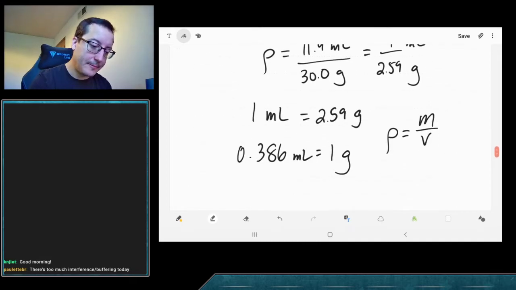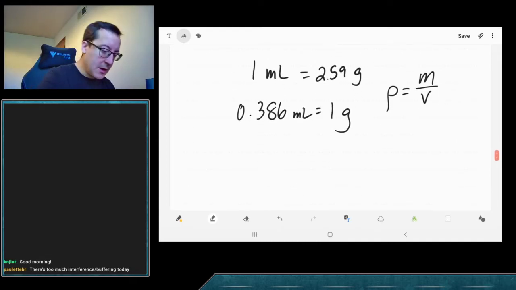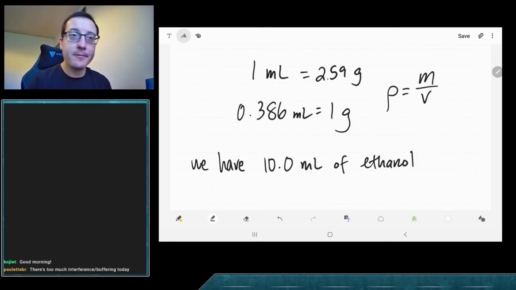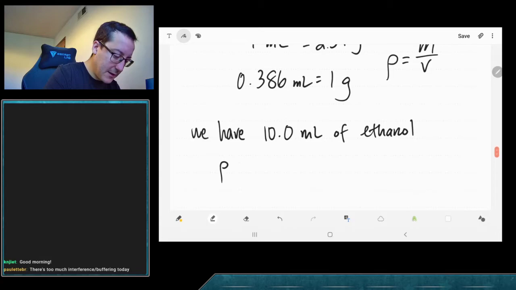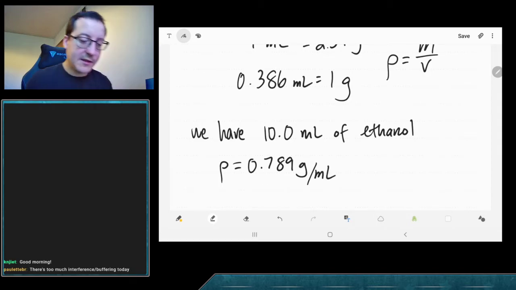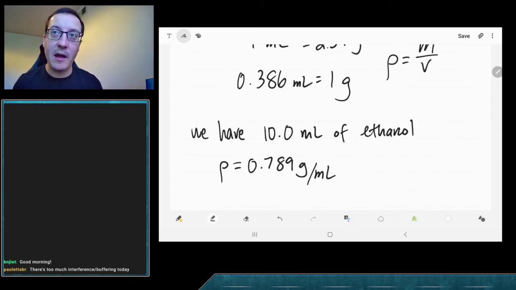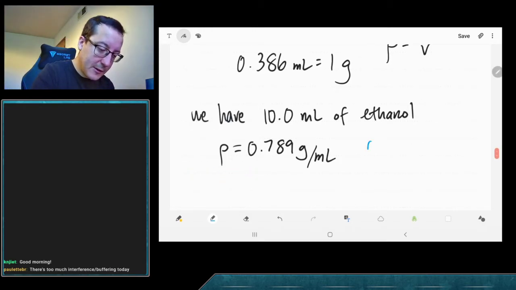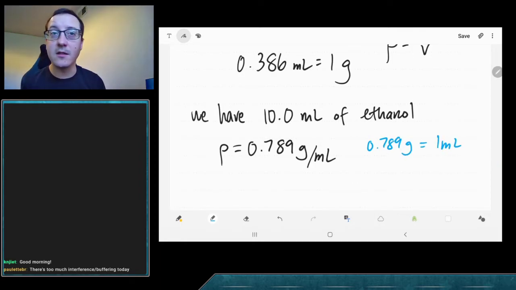Okay, so let's do an example with it. So let's say we have 10 mLs of ethanol, and the density of ethanol is 0.789 grams per ml. So this conversion factor tells us 0.789 grams equals 1 ml. That's what the density is telling us. They're equal to each other.